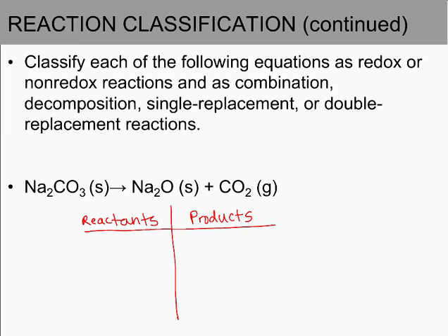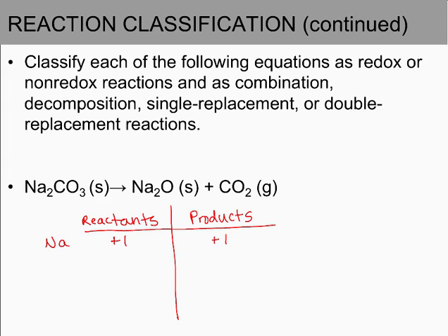And we'll try to determine if this is a redox or non-redox reaction. So starting with sodium, it is in a compound and it is a group 1A metal. So it would have a +1 oxidation state. And then in the products, it's also in a compound, and that would mean it also has a +1 oxidation state.